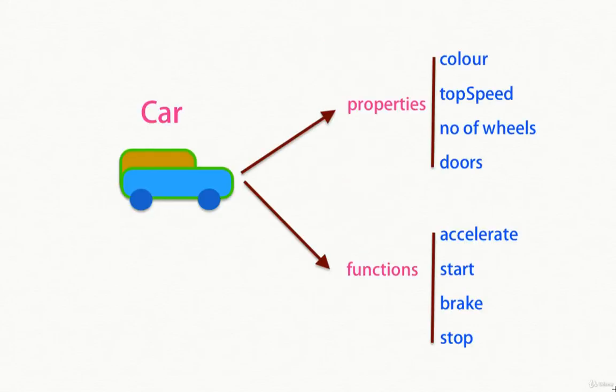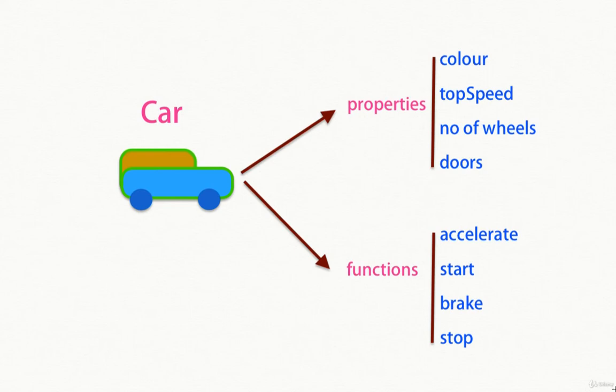So what is a class composed of? It is composed of two things, properties and functions. What are these? If we have a Car class, what will be the properties of the car? Its color, top speed, number of wheels, doors, these will all be properties of this car. Anything that refers to how it looks and what this car has will be in properties.